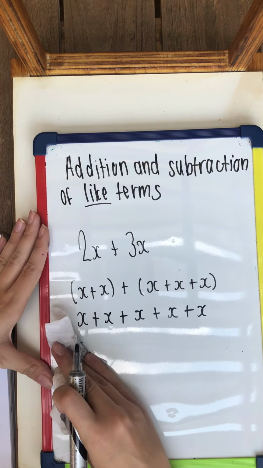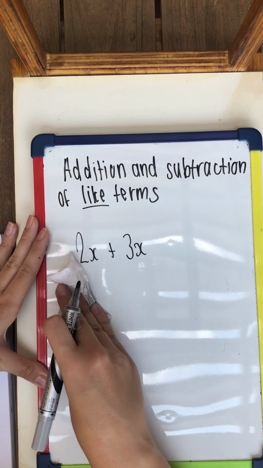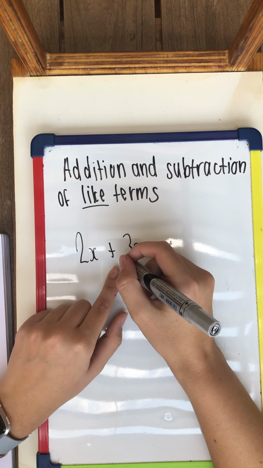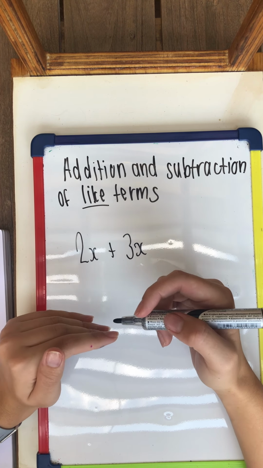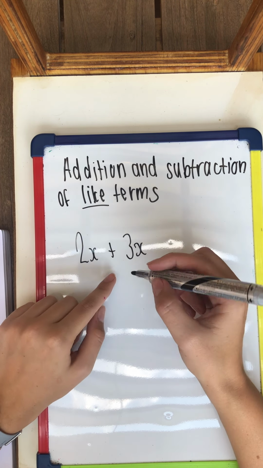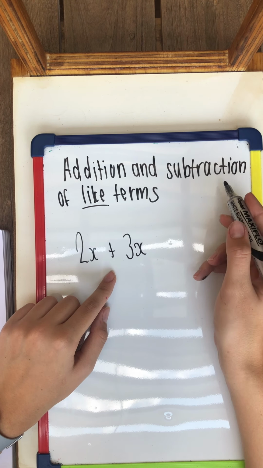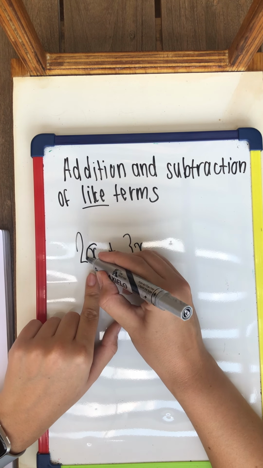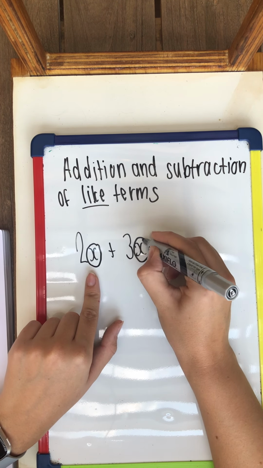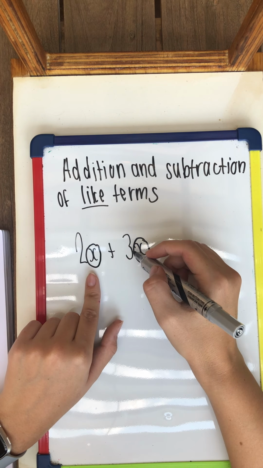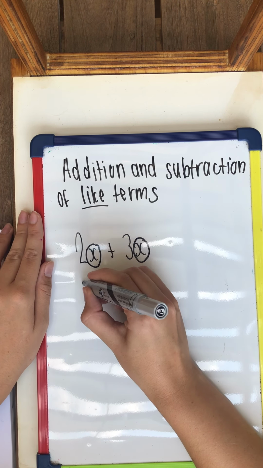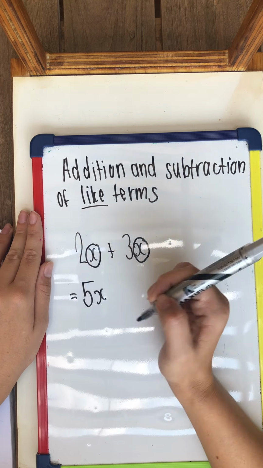So if the variable is the same, with addition, now I'm not talking about multiplication and division, I'm talking about addition and subtraction. If these are the same, you can add the coefficients. So this will be 5x.